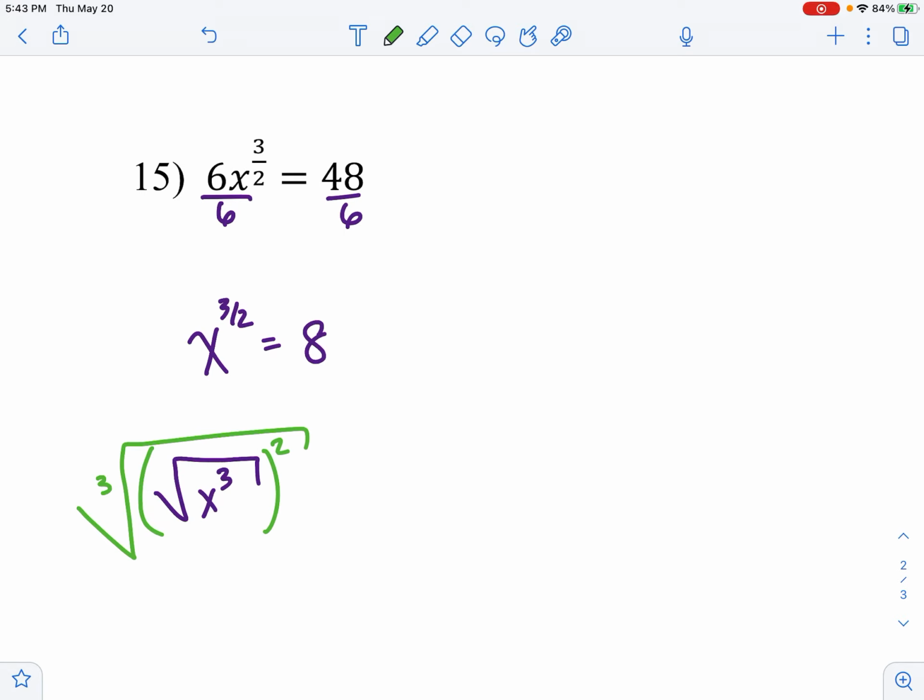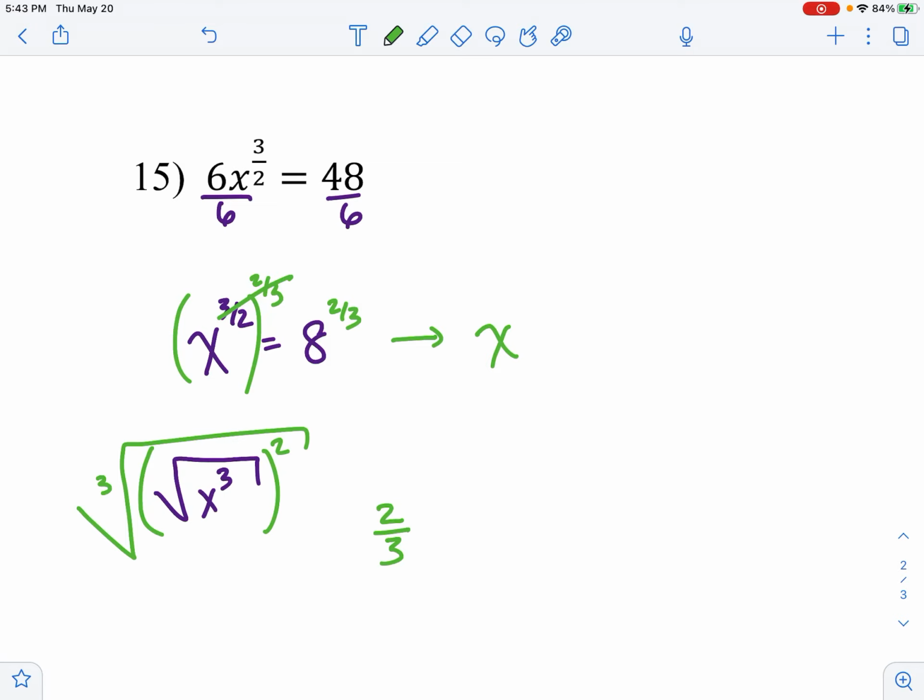Now that we know these to be exponents, I can just say, oh, what did I do? I squared and I took the cube root. Let's raise both sides of this equation to the 2/3 power. This undoes each other, right? That's what we already said. So now I just get x. Now I just have to figure out what 8 to the 2/3 is.